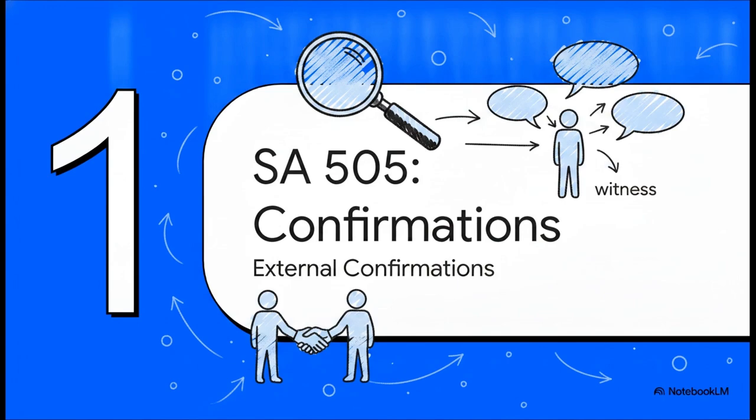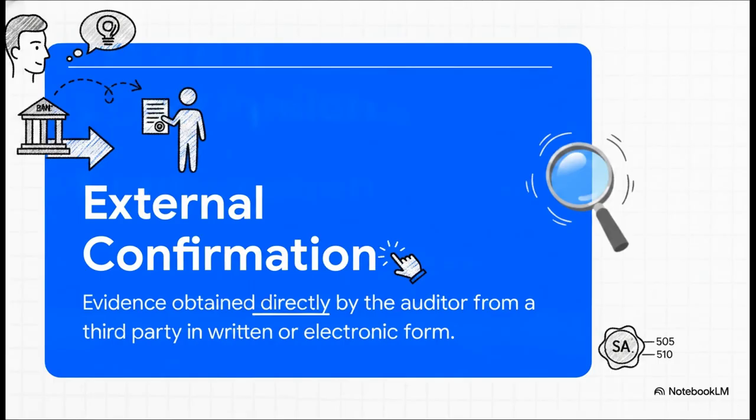Section 1, SA 505, external confirmations. Think of this as your primary investigative tool. When the internal documents just aren't enough to give you peace of mind, you need direct testimony from independent witnesses. Now, pay close attention to the precision of the language here, especially if you're prepping for exams. You need to isolate this exact definition. External confirmation is audit evidence obtained directly by the auditor from a third party in written, electronic, or any other suitable form. The whole goal is to get highly relevant and reliable evidence. And the key word? Directly. You do not ask management to ask the bank, you ask the bank yourself.